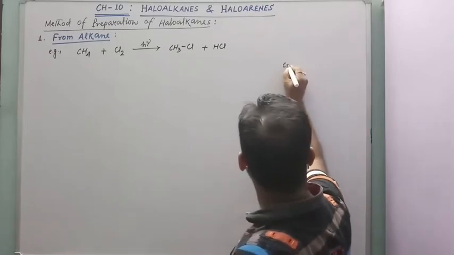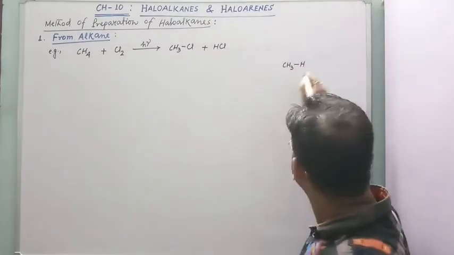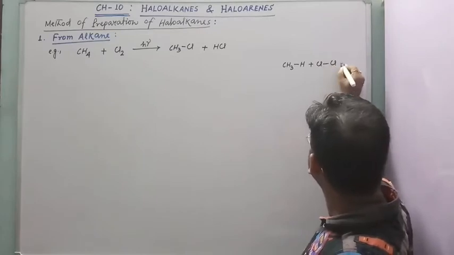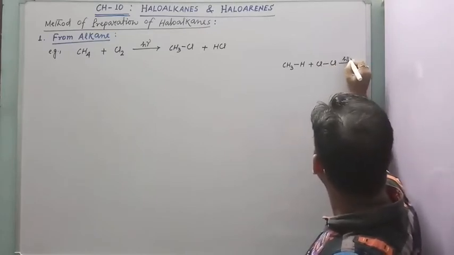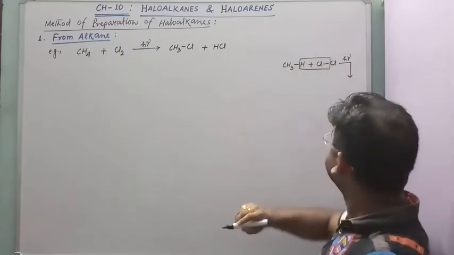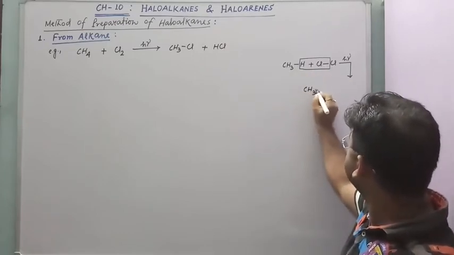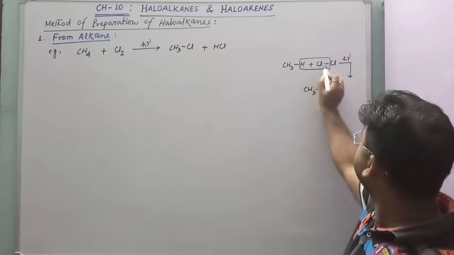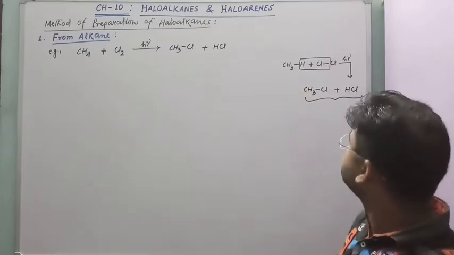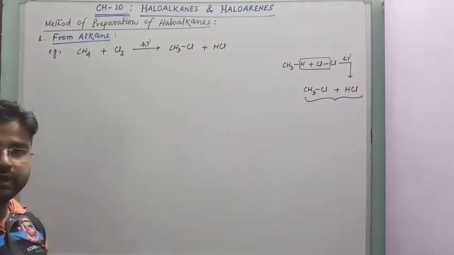Here you see methane CH4, so CH3 and H, so we have CH4 plus chlorine Cl2, Cl single bond Cl. In presence of UV light h nu, this hydrogen and this chlorine, so CH3 single bond Cl, CH3Cl, plus H single bond Cl, HCl. So these products are CH3Cl plus HCl. So this is chloromethane, a monohalogen derivative.